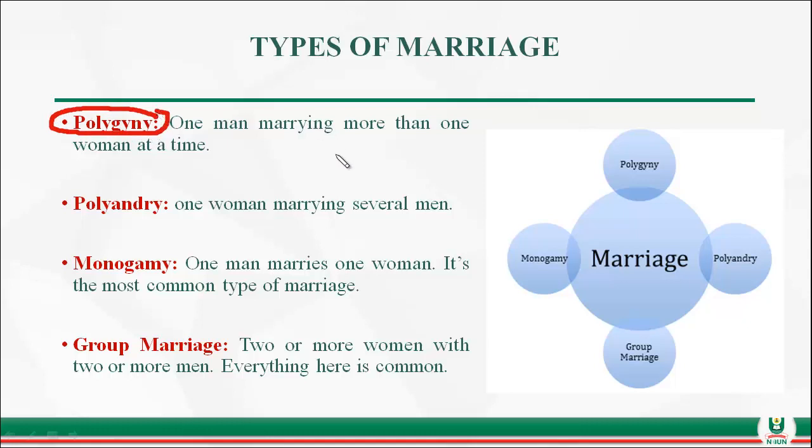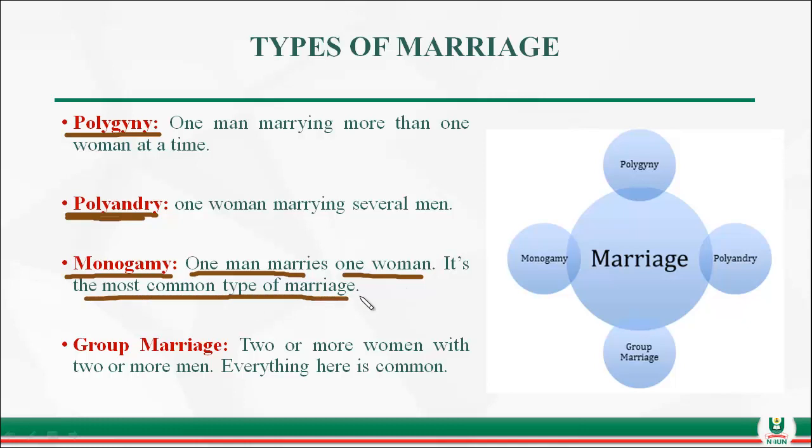Polygyny. It is not polygamy, don't make that mistake. It is polygyny. Now the second one is polyandry, which is the opposite of polygyny. Polyandry is a situation where a woman marries several men, one woman taking 2, 3, 4, 5 men as husbands. That is called polyandry. And then the other one is monogamy. This is the most common type of marriage, where one man marries one woman. Like I said, it is the most common type of marriage, one man to one woman.